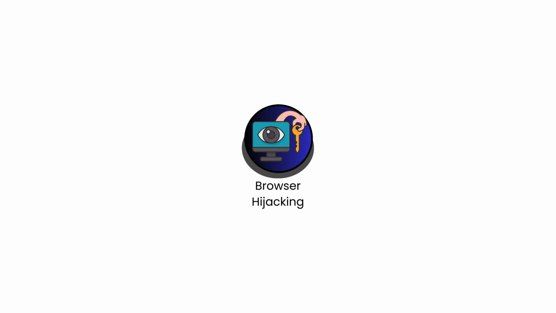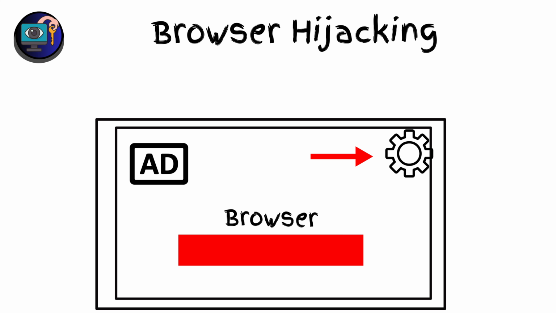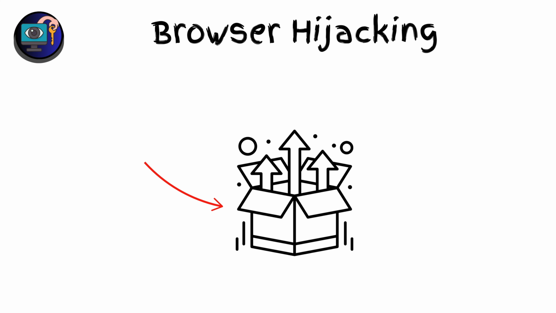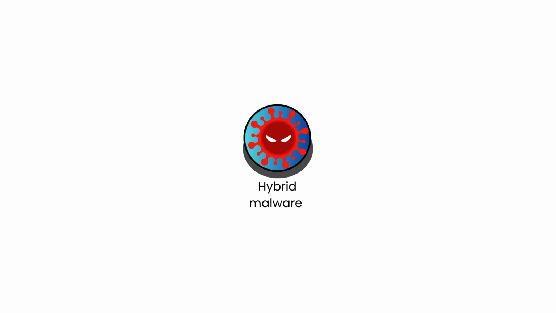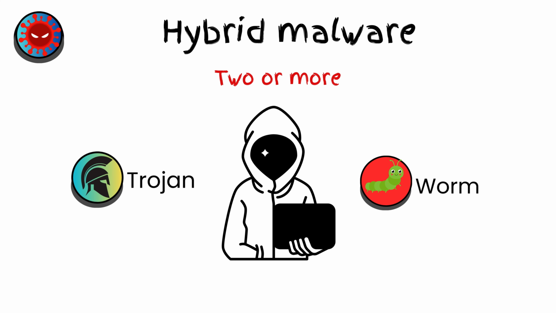Browser hijacking involves unwanted software that alters a web browser's settings without permission, injecting ads, changing the homepage, or modifying the search engine. Many browser hijackers are unintentionally installed alongside other software that includes them in the installation package, often without clear uninstall instructions. Hybrid malware refers to the modern use of two or more types of malware in a single attack. Often, these combinations include Trojans and worms or Adware and viruses.